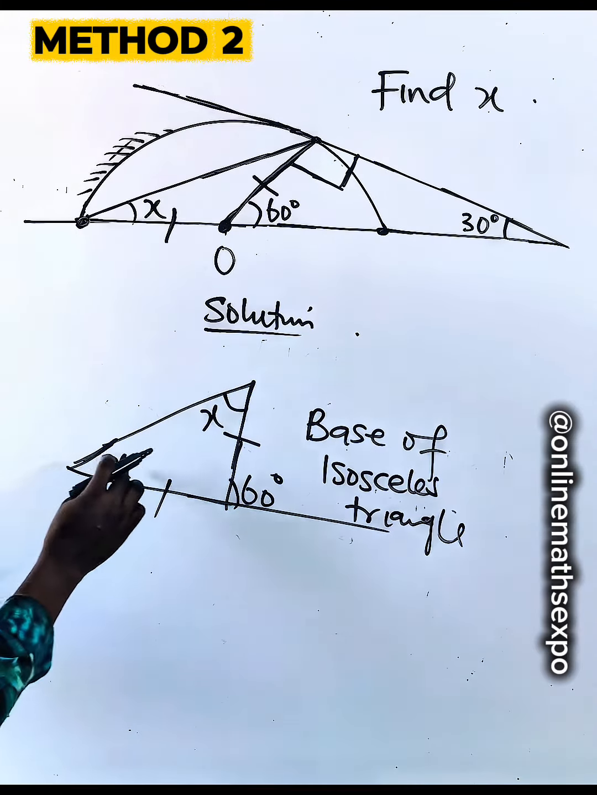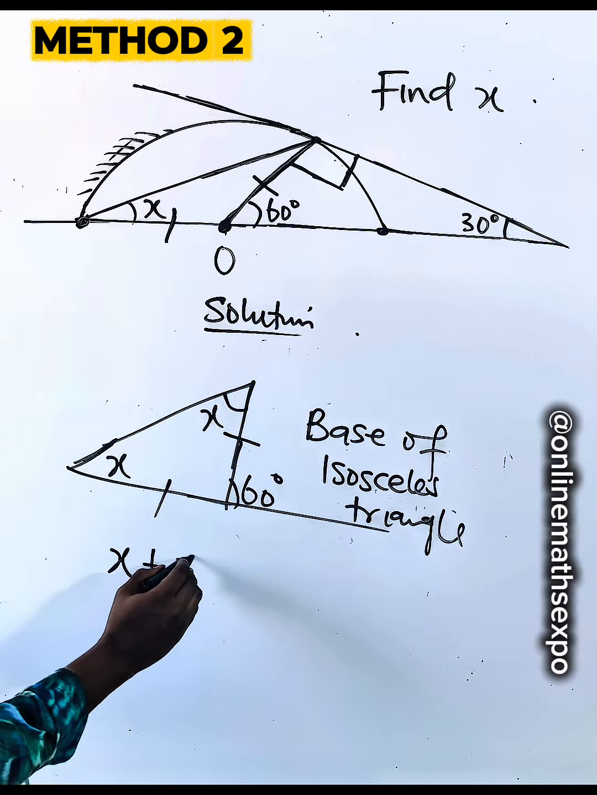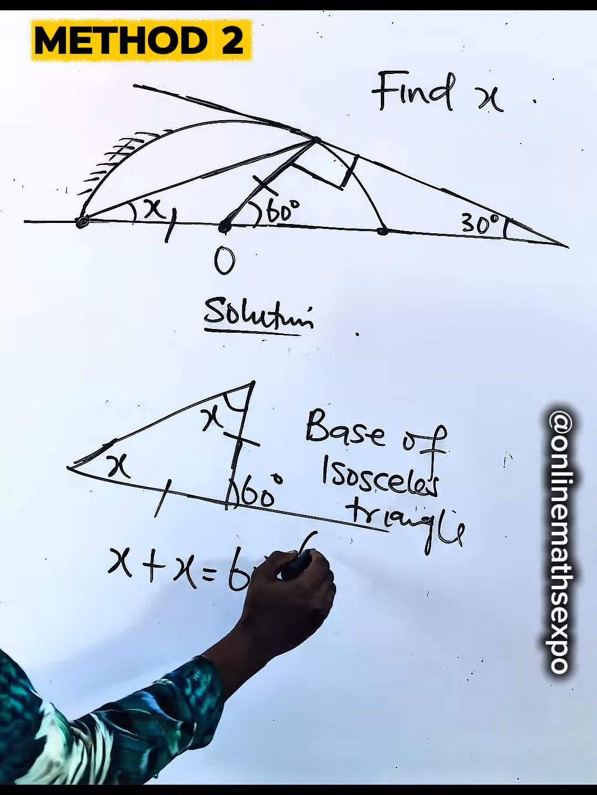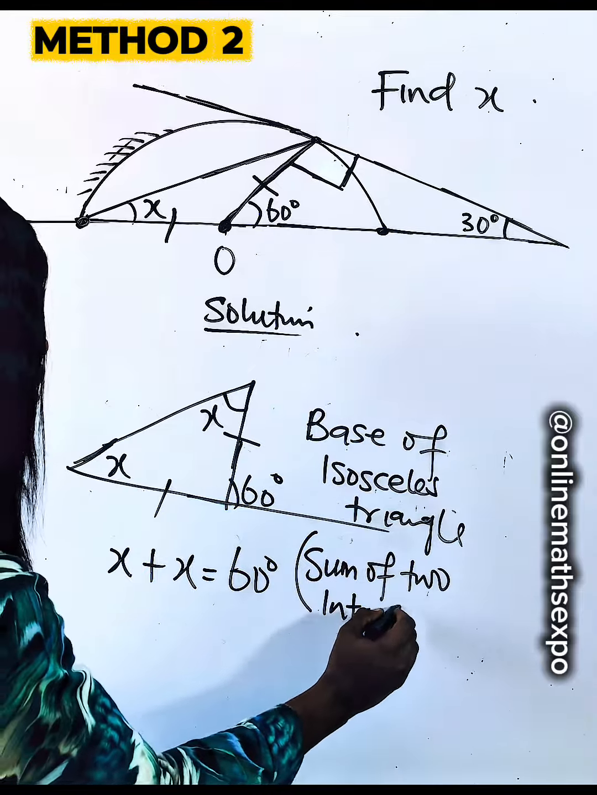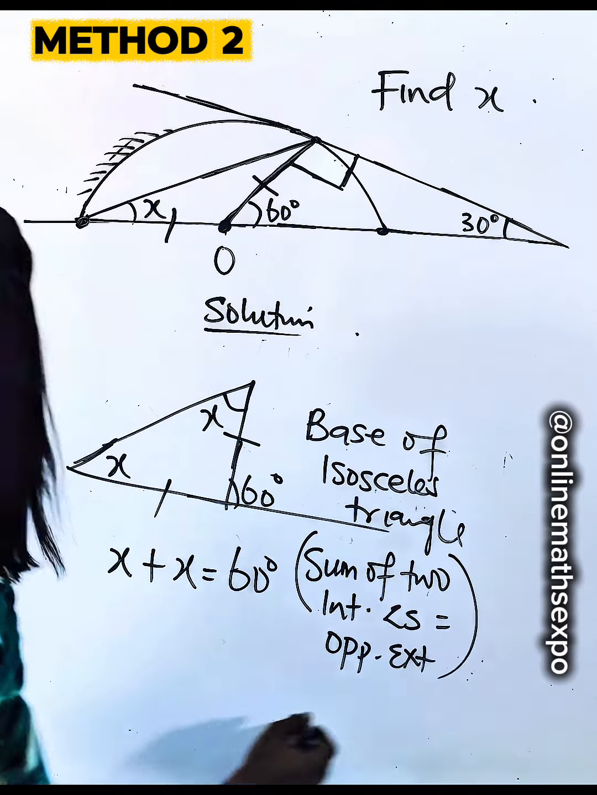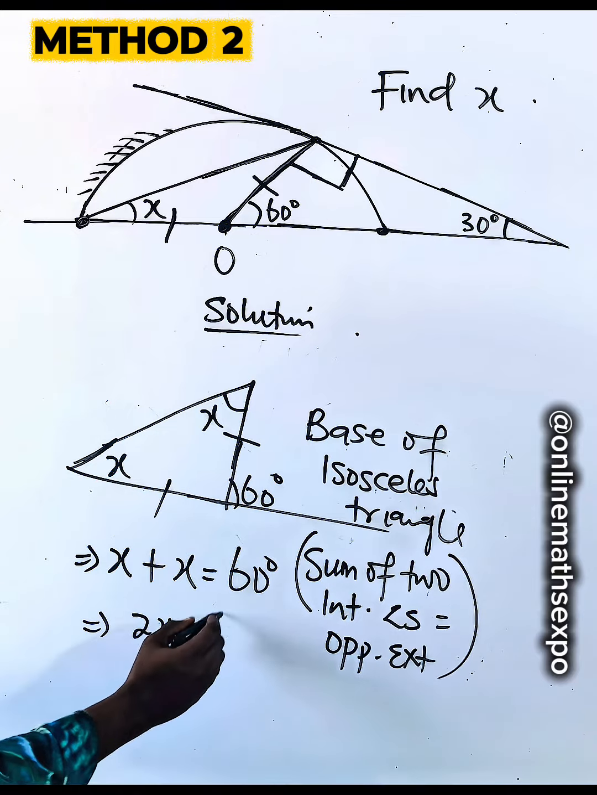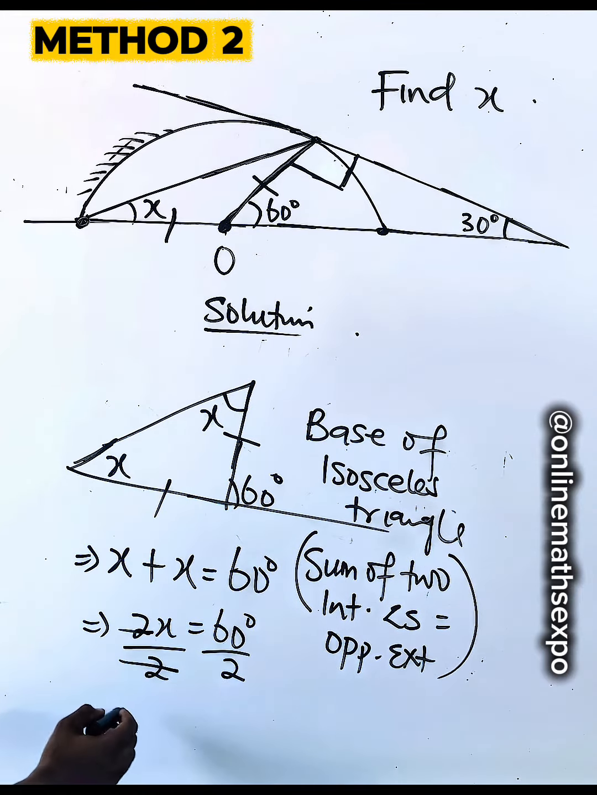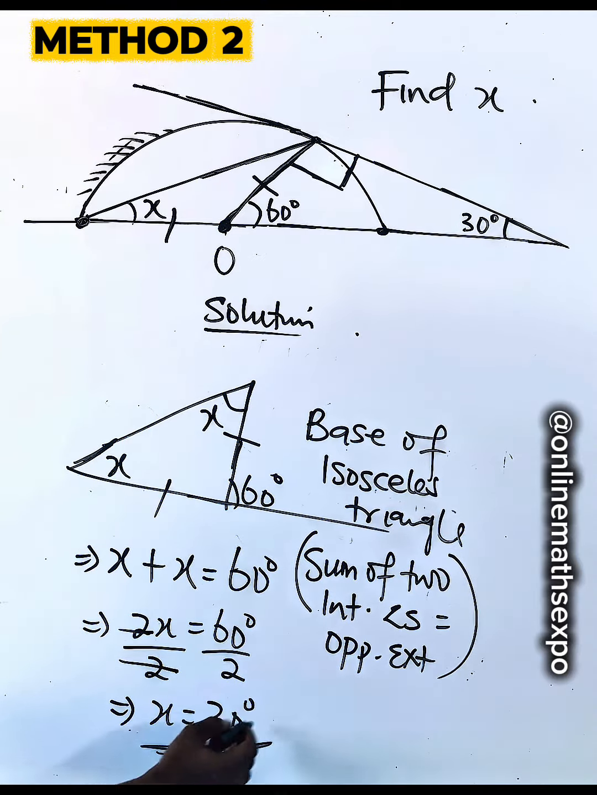Now, this sum together should give us 60. So we have x plus x equal to 60 degrees. Our reason is the sum of two interior angles is equal to the opposite exterior angle. So just sum these two up. This gives us 2x is equal to 60. To get x, divide both sides by 2. And when you do that, x is equal to 30 degrees as our answer.